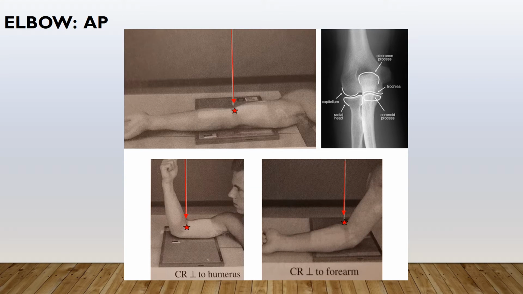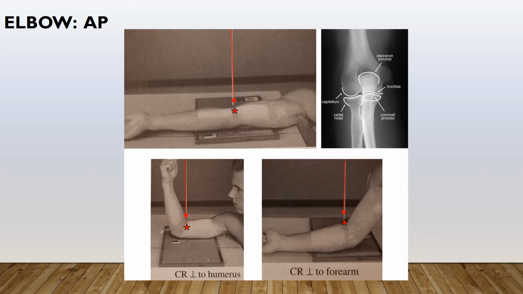AP elbow. Patient's arm is straight out and you're centered right to the mid part of the elbow. You want to make sure that their wrist, their forearm, and their humerus are all in the same plane, and that their palm is straight up.